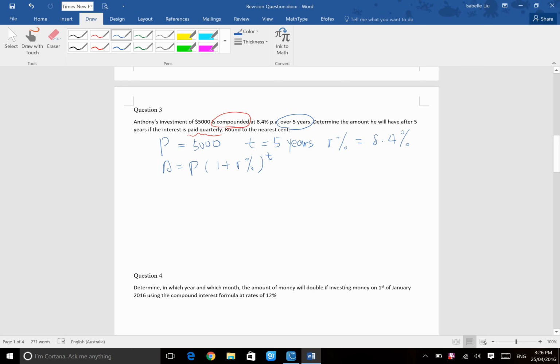But here our interest is paid quarterly, so we can't really use the 8.4%. So I will rewrite the interest rate and the period of time. First, the number of times of payment: how many times will I get my payment? It pays me quarterly, so over 5 years, each year I'll be paid 4 times. So I will get paid 20 times.